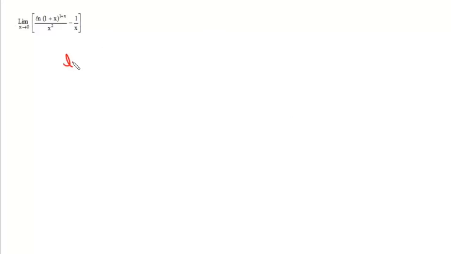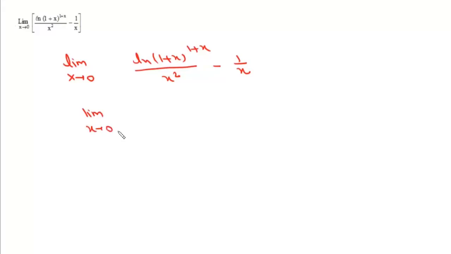Now here the question is, we need to solve this limit x tends to 0 of log (1 plus x to the power 1 plus x) upon x square minus 1 by x. Now we can also write this as limit x tends to 0 of (1 plus x) log (1 plus x) minus x upon x square.